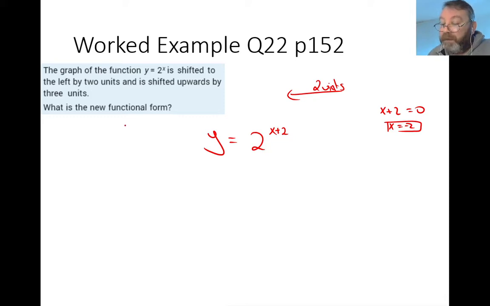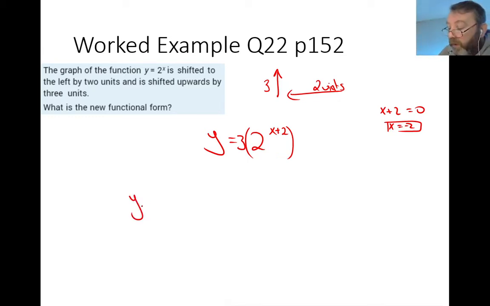That's the first one. And it is shifted upwards. So it's going up by 3 units. Now, the only thing that can cause a vertical stretch or a vertical shift upwards is the a value. So the only thing I do then is I put a 3 in front of the whole thing like that, and that is the new functional form.